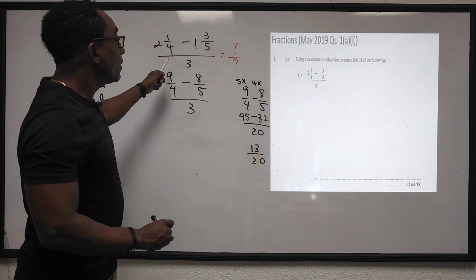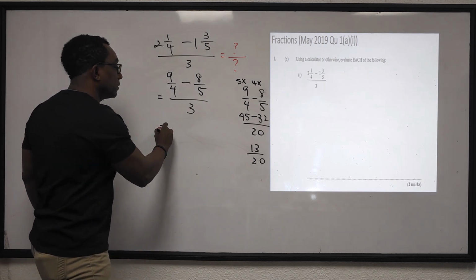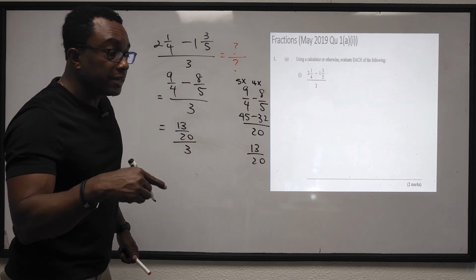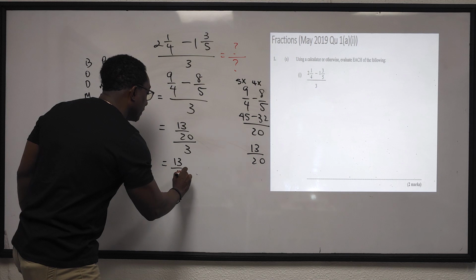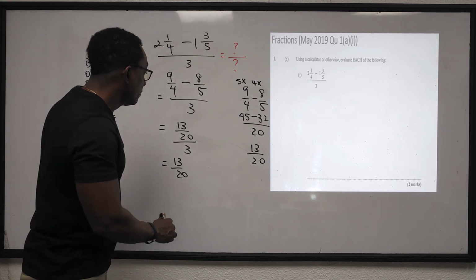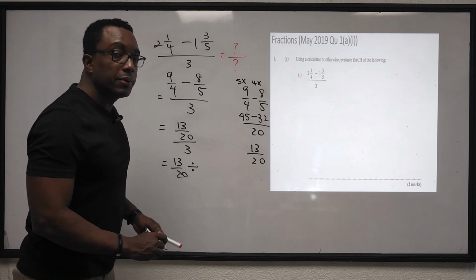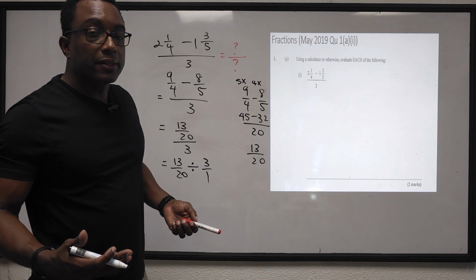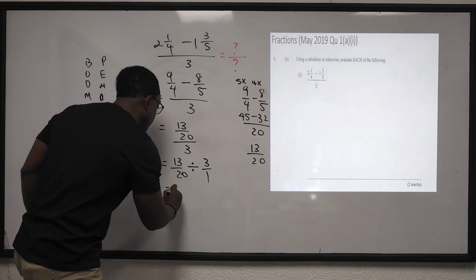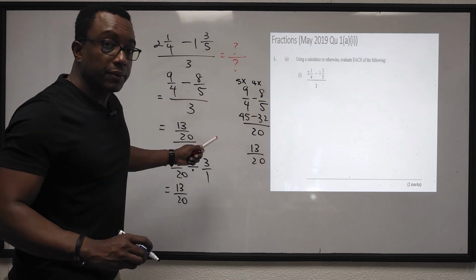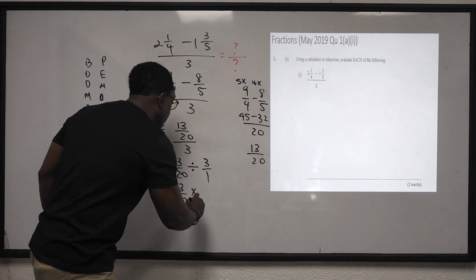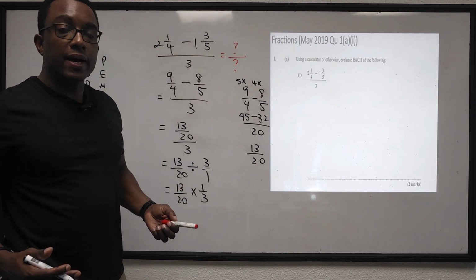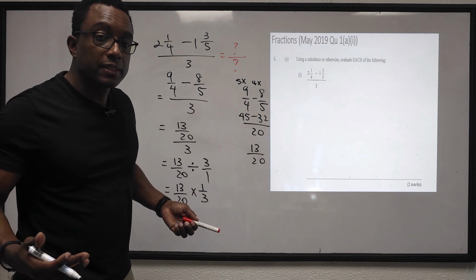So in our numerator, we're going to rewrite this as 13 all over 20 all over 3, which can be rewritten as 13 all over 20. Your vinculum becomes a division operation. And 3, we're going to write as 3 over 1. But of course, when we divide fractions, what do we do? We always leave the first as is. We change that division operation into a multiplication operation, and then we invert the second fraction to become 1 over 3.